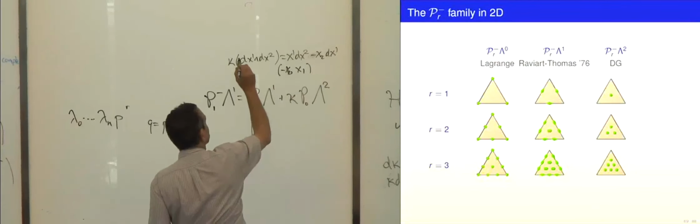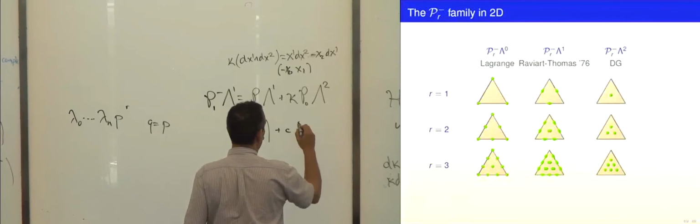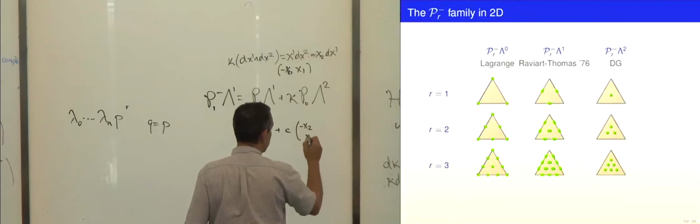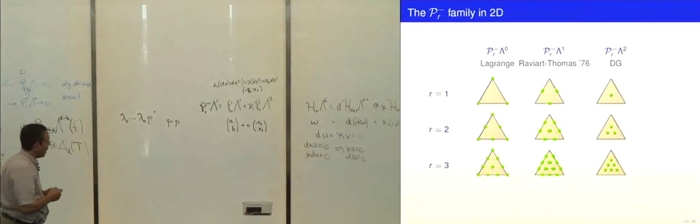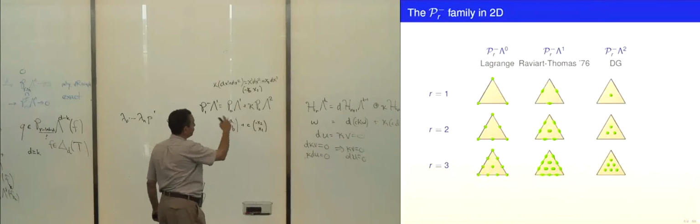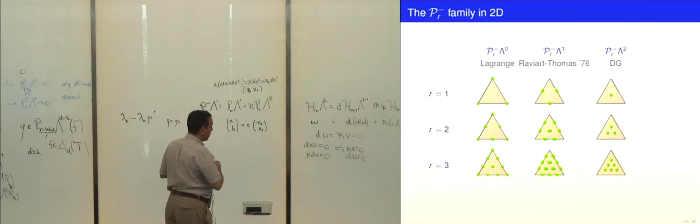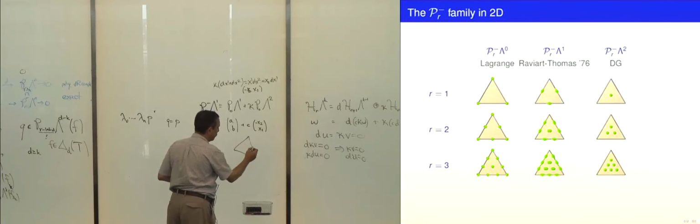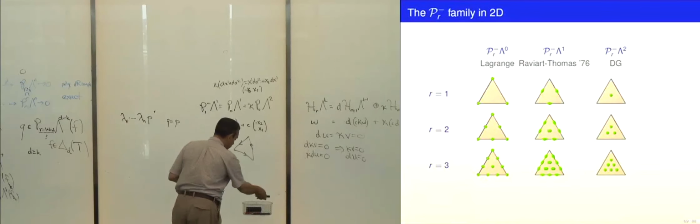And we want constants, multiples of that, so plus some constant c times minus x2, x1. So that's the vector proxy for the shape functions for P1 minus lambda 1 in 2 dimensions. So it's a 3-dimensional space of things of this form. That's the Raviart-Thomas space if you've rotated it so everything's tangential to the boundary. That's the Raviart-Thomas space in H-rot.